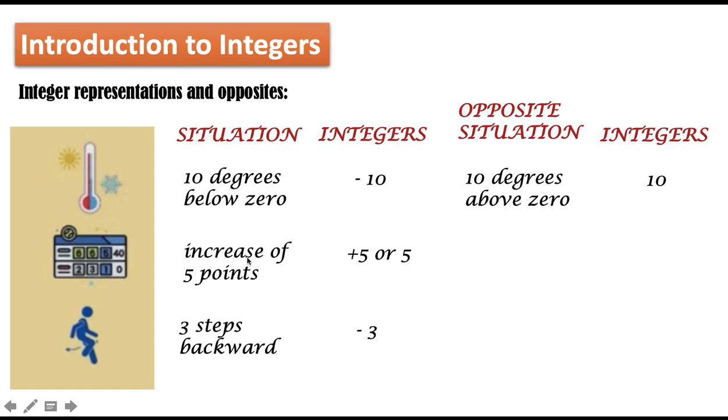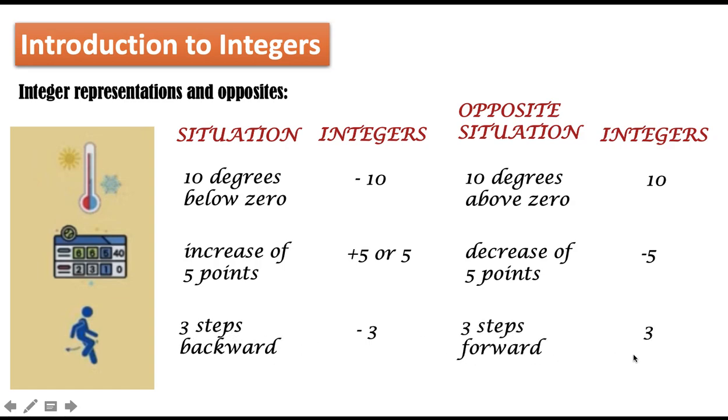The opposite situation of an increase of 5 points. The opposite of increase is a decrease of 5 points. Its integer representation is negative 5. And lastly, the opposite situation of 3 steps backward is 3 steps forward, and its representation in integers is positive 3.